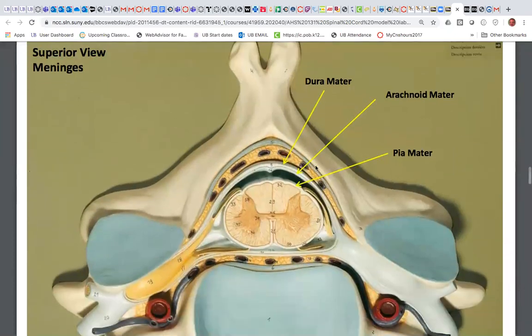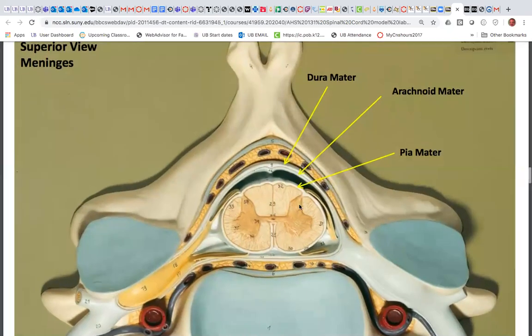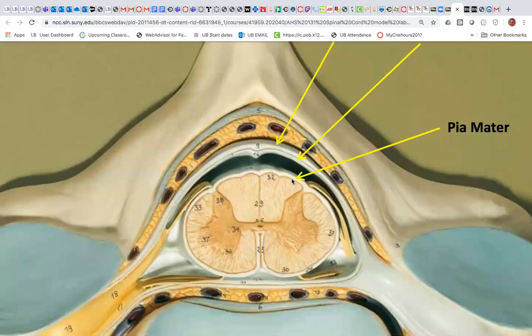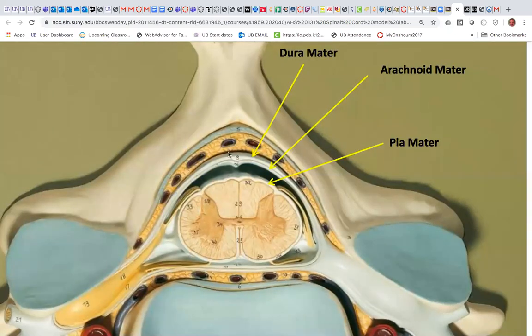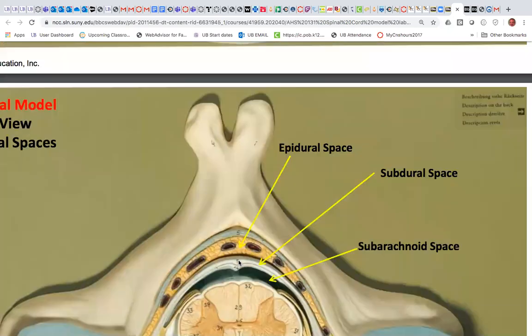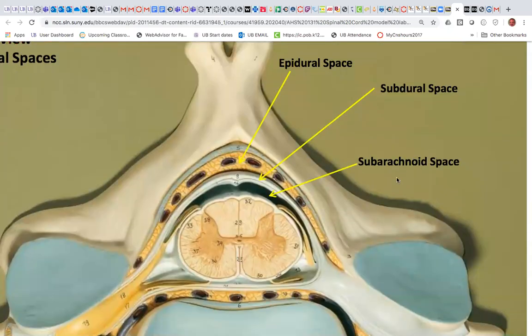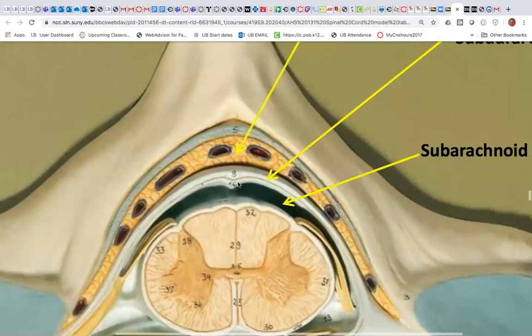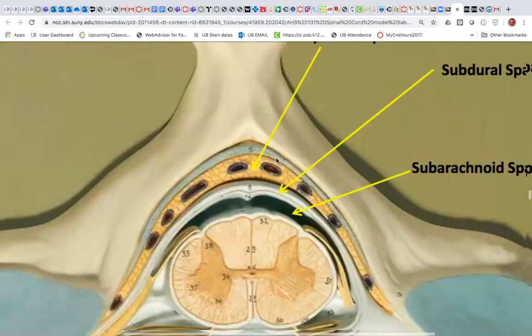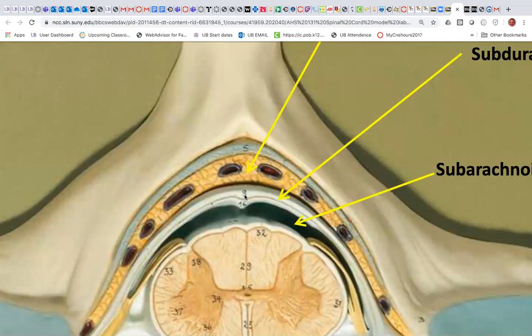structures. Then we have the three meninges. Again, closest to the spinal cord, the pia mater. Then you have, looks like number 16, the arachnoid, and number 3, the dura mater. Then you have your spaces, the subarachnoid space. This is where your CSF flows, the cerebral spinal fluid. You have the subdural space, that little thin line between 3 and 16, it looks like. And then you have the epidural space, which is between number 5 and 3.